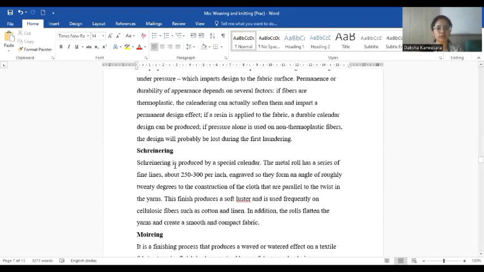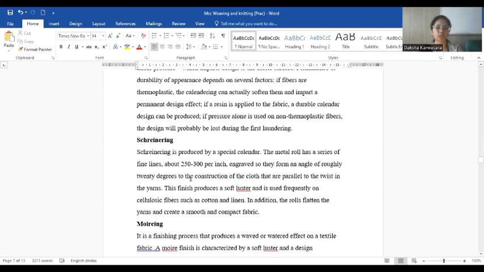Then next is the screening. It is also a type of special calendering in which the metal roll has a series of fine lines, about 250 to 300 per inch, engraved so that they form an angle of roughly 20 degrees, parallel to the twist in the yarn of the cloth construction. The finish produces a very soft luster and is used frequently on cellulosic fibers such as cotton and linen. The screening finish is mostly used on cellulosic fiber, not on protein fiber.